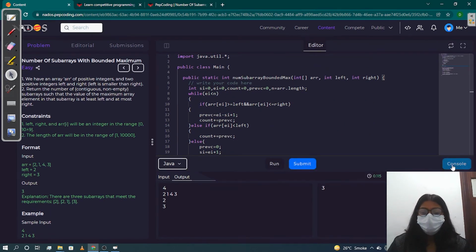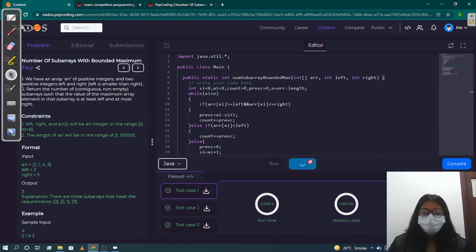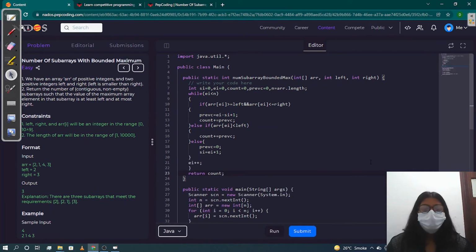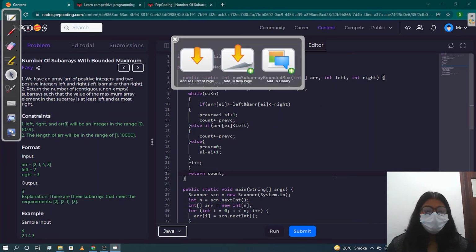Accepted, and let's try to submit this. Okay, submitted. All the test cases are passed. Okay, so let's try to run over this code now, over the sample input.